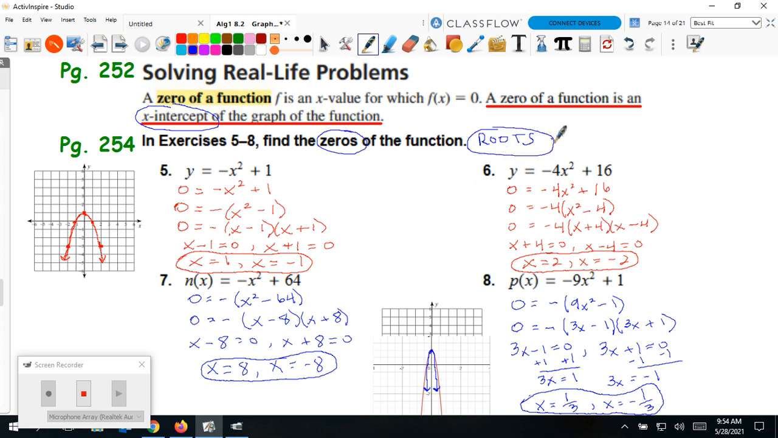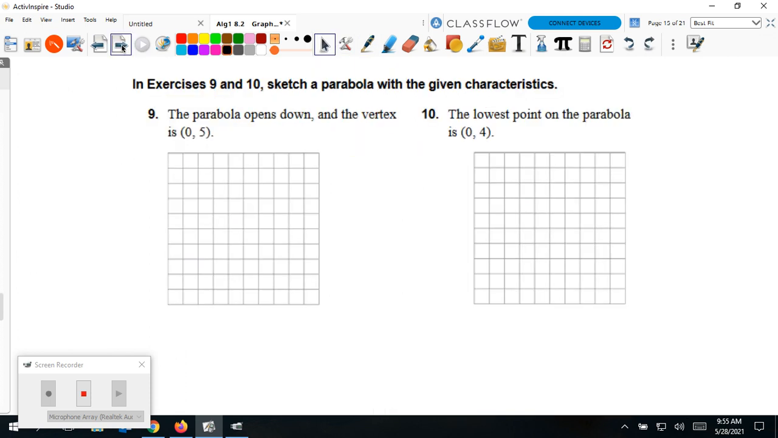They might ask you in this form when it's more in function notation and they want you to solve it for x, and they want you to do this kind of process. They're going to say x-intercepts, zeros, or roots. Find the roots, find the zeros, find the x-intercepts of the function. It all means to do the same thing. Alright, let's move on to 9 and 10.